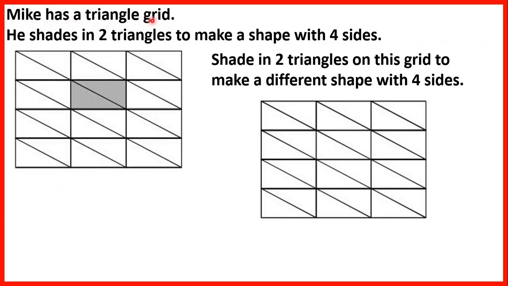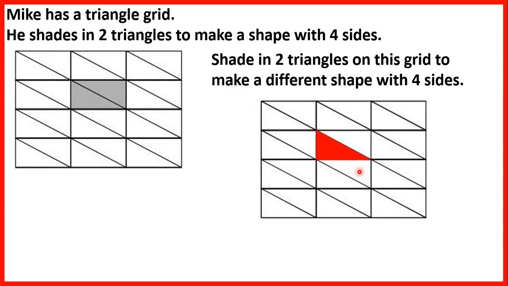Mike has a triangle grid. He shades in 2 triangles to make a shape with 4 sides. So we can see that he's made a rectangle. Shade in 2 triangles on this grid to make a different shape with 4 sides.